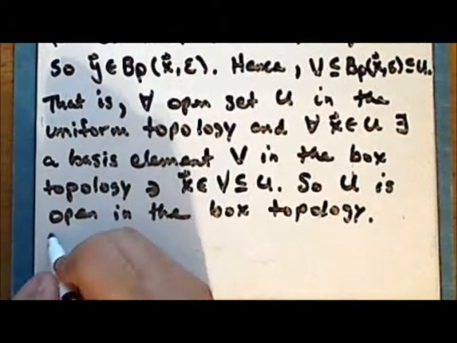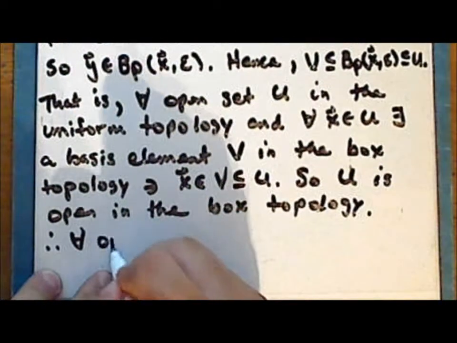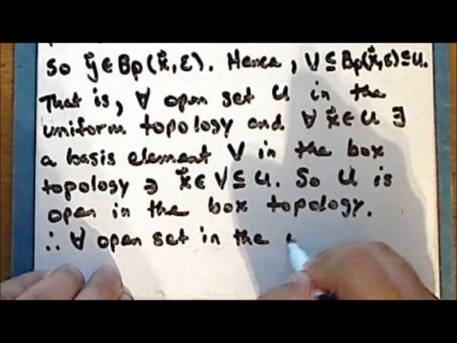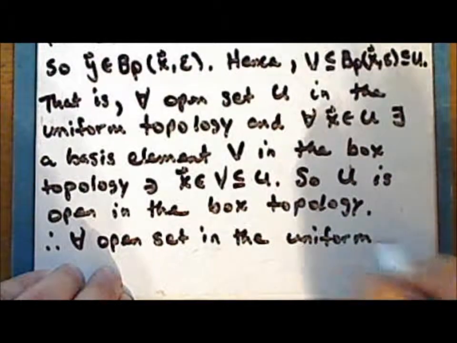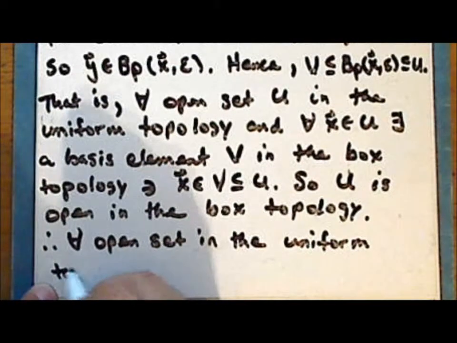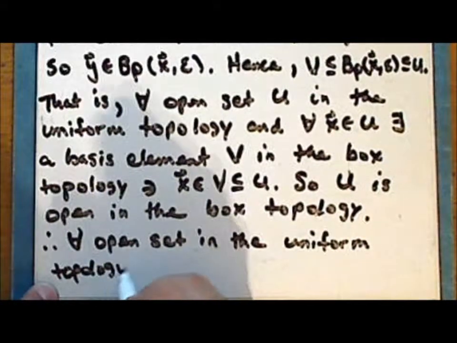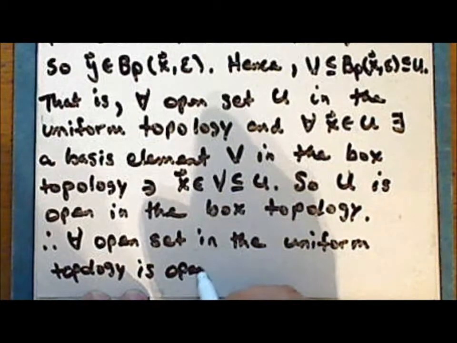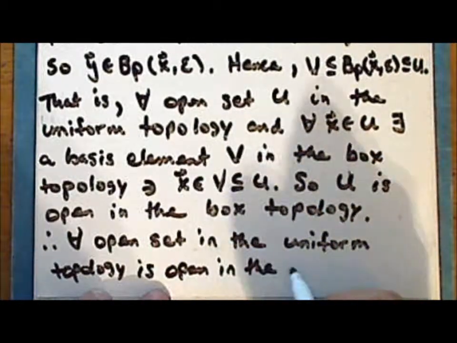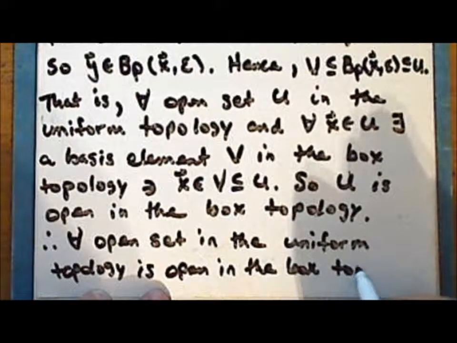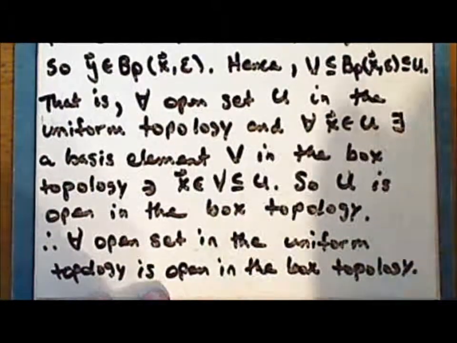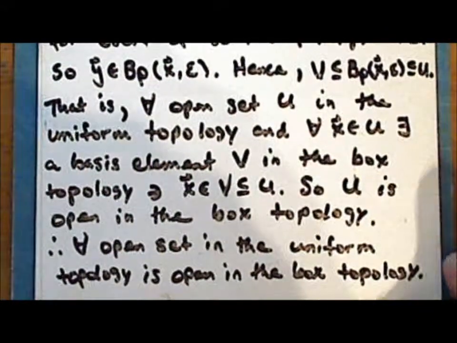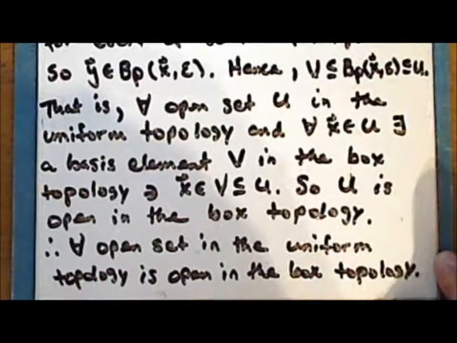And so we have demonstrated that every open set in the uniform topology is open in the box topology. And so the box topology is finer than the uniform topology, or another way to say that is that the uniform topology is coarser than the box topology.